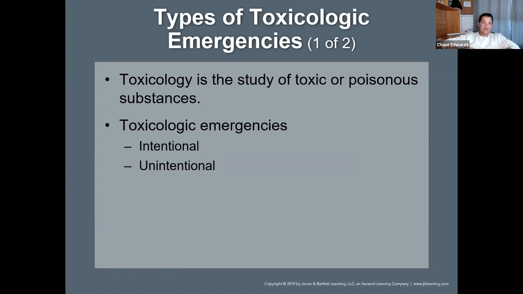So what are the types of toxicologic emergencies? Well, I'll tell you. Toxicology is the study of toxic or poisonous substances, right? Toxicologic emergencies usually fall into one or two of the general headings. You have intentional, which is poisoning in adults is commonly an intentional thing, or suicide, which is often accomplished with the use of drugs also. Unintentional, which may occur in many ways, but some are going to include medication dosing errors.